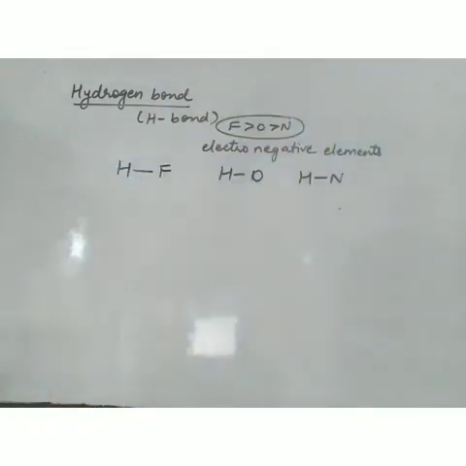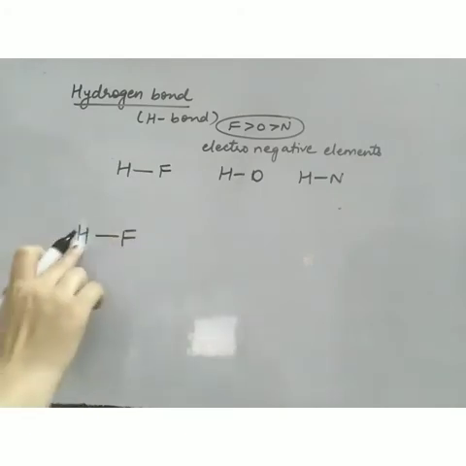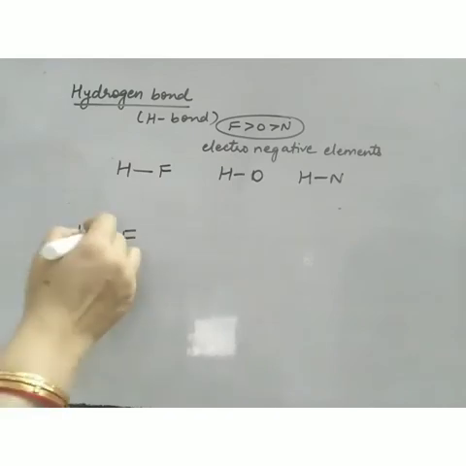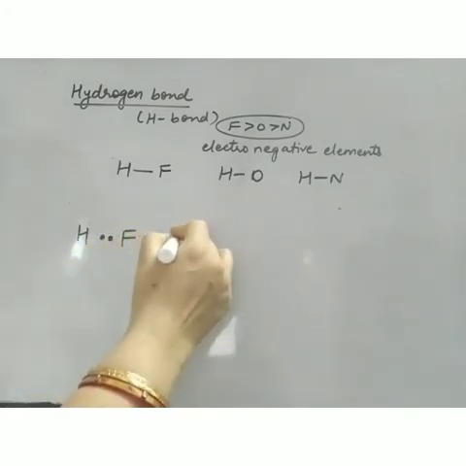Now what will happen? Suppose hydrogen is attached to fluorine. This is the HF molecule. The electron sharing is there. This is a covalent bond. Since fluorine is more electronegative, what will this fluorine do? It will attract the electrons towards itself.